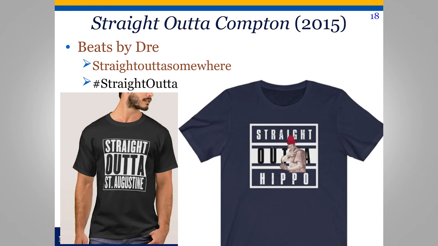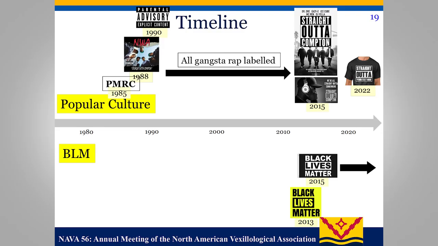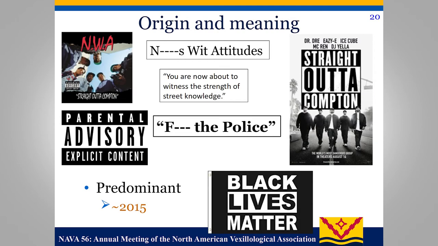Now, these folks who are using the Straight Outta meme are giving a kind of a jokey message. I'm a street smart, cool cat like the original NWA members, which of course is a little bit different from what BLM means when they use this same meme. So this is the timeline now. All gangster rap gets labeled. The meme arrives, commerce arrives, and the BLM flag exists in parallel with all this commercial activity.